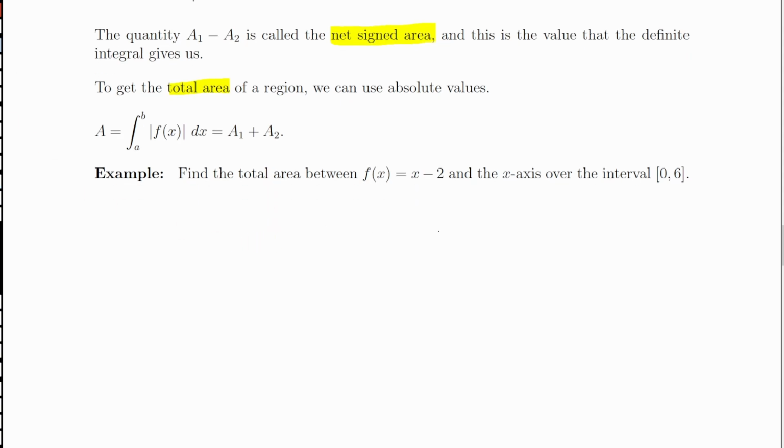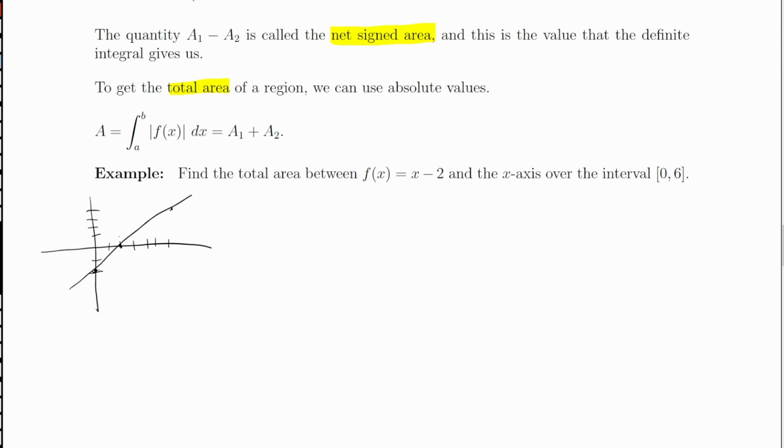Let's suppose I want to find the total area between x minus 2 and the x-axis over the interval from 0 to 6. To begin with, and maybe just to help this seem easier, I can look at the graph. When x is 0, I'll be at negative 2. When x is 2, we'll be at 0. And when x is 6, we'll be up here at 4.